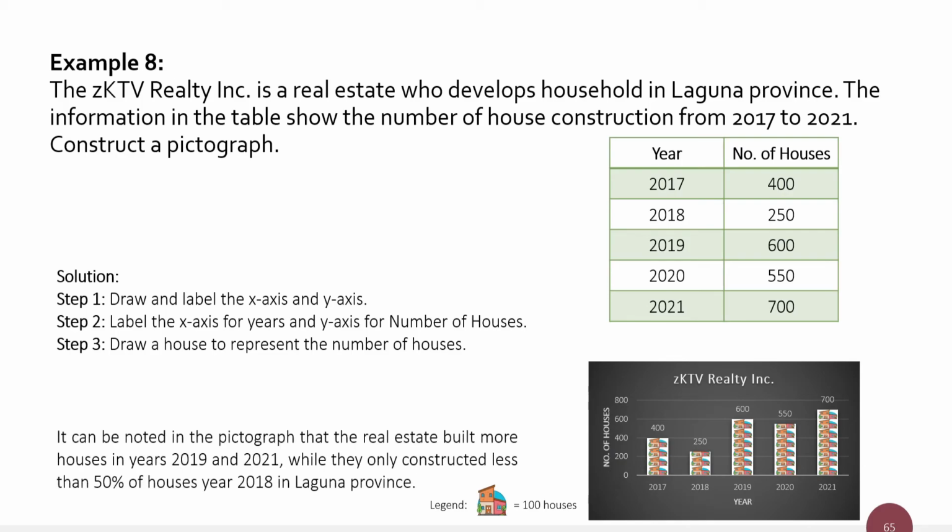Okay? So it can be noted in the pictograph that the real estate built more houses in years 2019 and 2021, while they only constructed less than 50% of houses in year 2018 in Laguna Province.